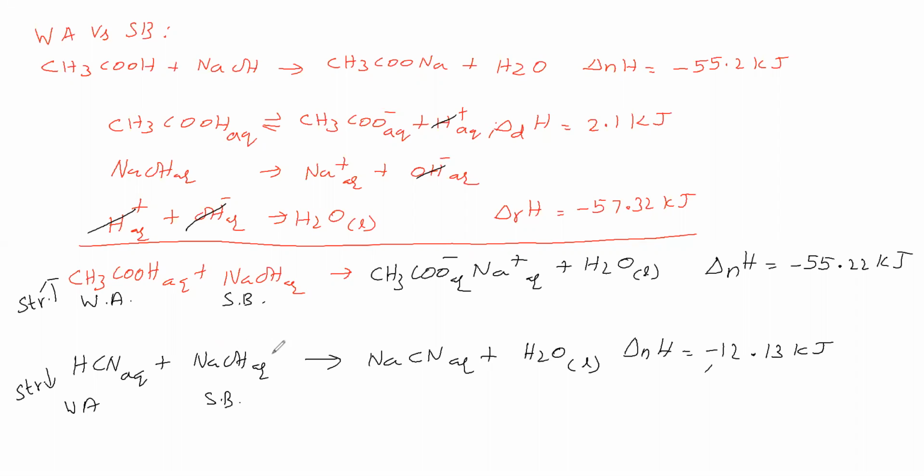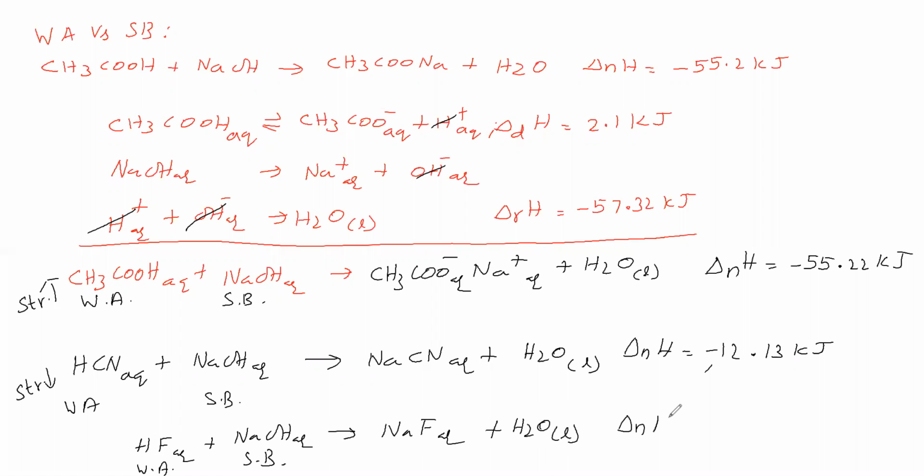Next, we will take HF and sodium hydroxide. HF is the weak acid. Sodium hydroxide is the strong base. Now, what is the salt formed? NaF is the salt. From Na plus and F minus we get NaF, the salt, and water.